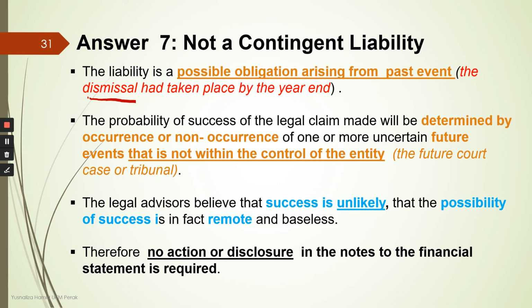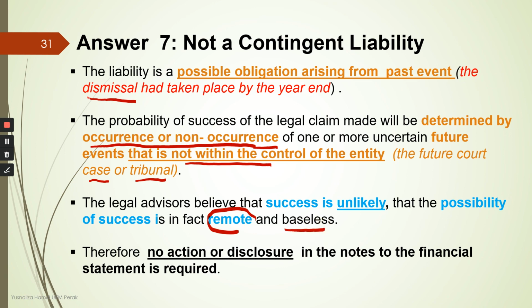The legal claim, however, will be determined by the occurrence or non-occurrence of one or more uncertain future events. So the court judgment, for example, is the occurrence, and whether or not it will be in favor of us, that is not within our control. The future court case date, maybe the tribunal, that would happen in the future, is not within your control because it's not you that decides the date or the proceeding. The legal advisor believes that the success is very unlikely. Because it is unlikely, the possibility is considered remote or baseless.